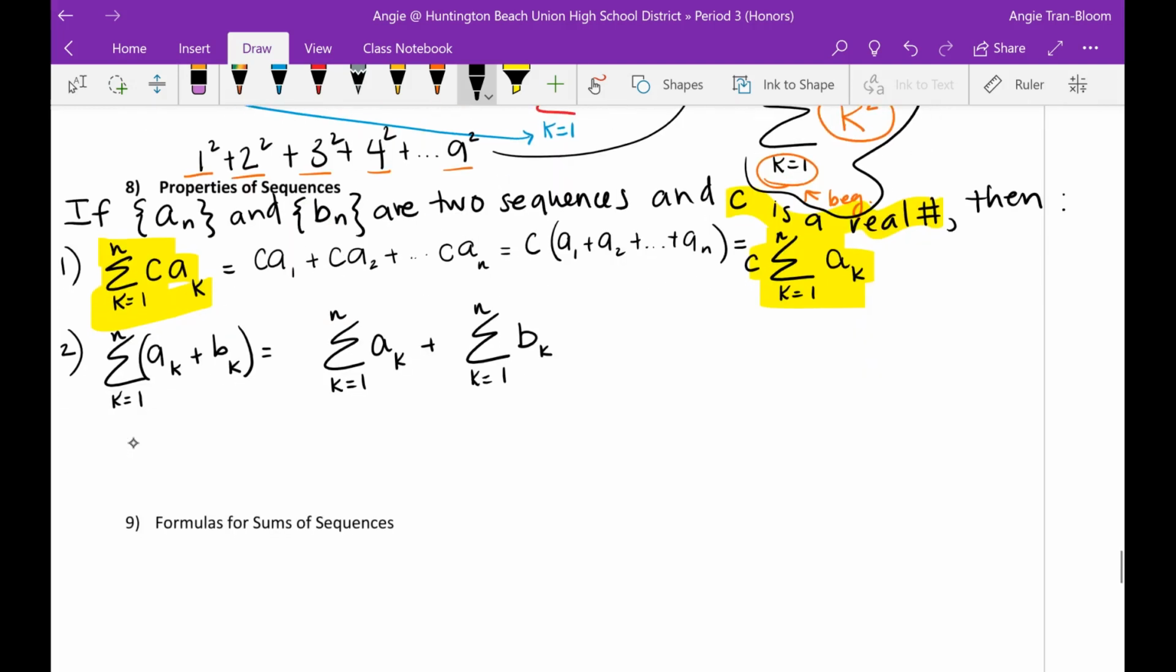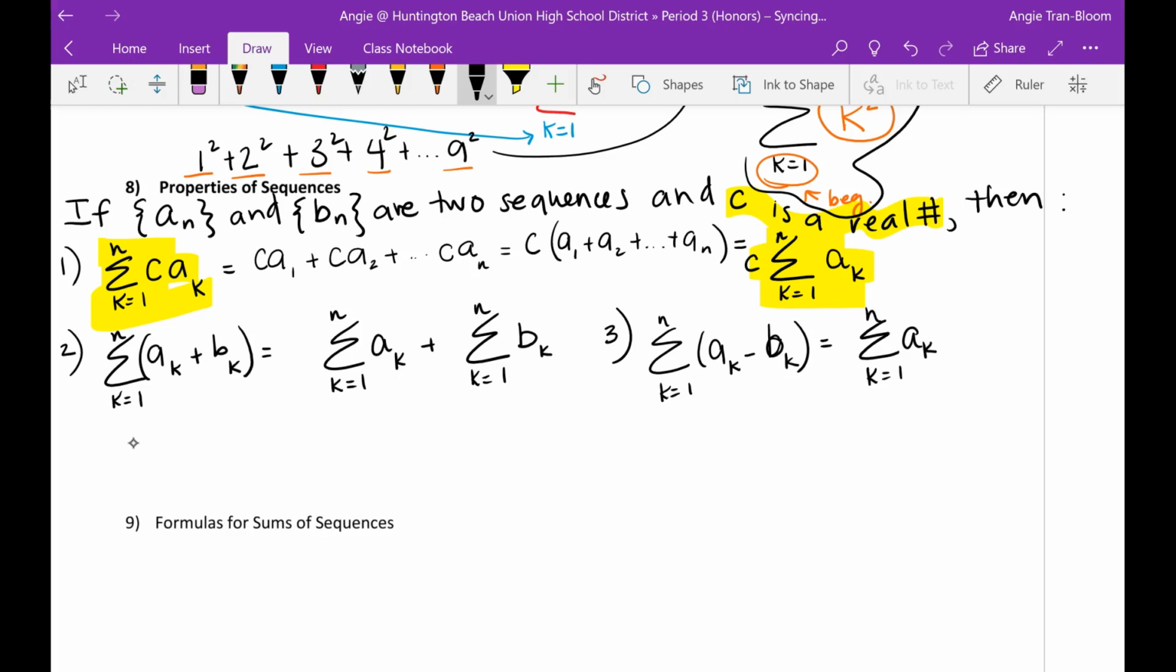Okay. Number 3, I'm just going to write it over here because I'm kind of out of space. If I have the summation, K starting at 1 to the nth, of the quantity A subscript K minus B subscript K, it's very similar to your addition. I can break this up into the summation of K equals 1 to the nth of A subscript K, take away the summation of K equals 1 to the nth of B subscript K. Okay, so the addition of summation and the subtraction of summation, you can break it up.